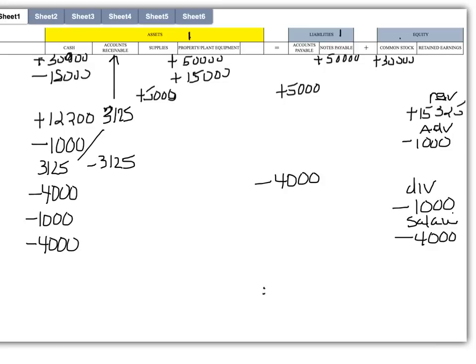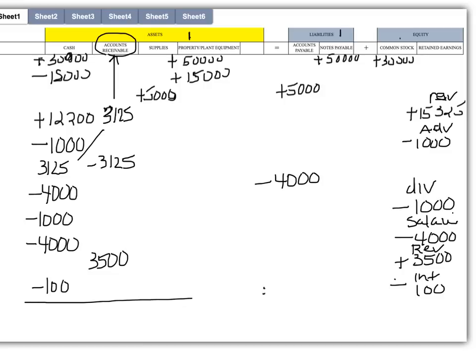In number 11, it said we billed customers for $3,500. Anytime you see that, you will always go to accounts receivable, and you will go to revenue. Revenue of $3,500. And then we paid $100 interest on the note. Also would go to retained earnings. So let's go ahead and see if our equation still balances.